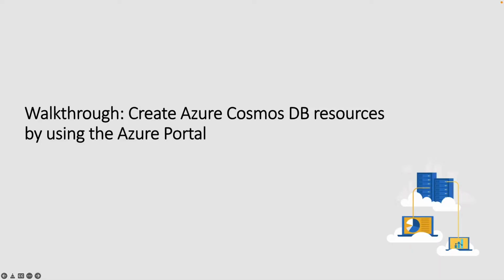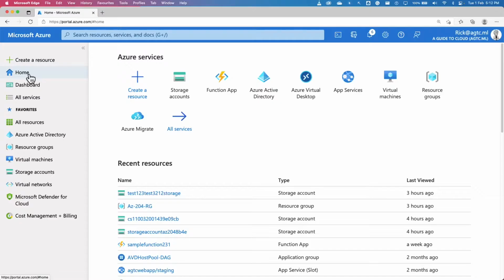In this lesson, we are going to learn about how to create an Azure Cosmos DB and the resource hierarchy. All right, so first let's go to the Azure portal and learn about how you can create Azure Cosmos DB resources using Azure portal. So go to portal.azure.com and sign in with your credentials.